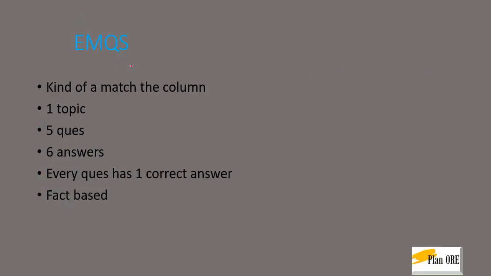The second is the EMQs, also called the extended matching questions, which is kind of a match the column. So you have about 4 to 5 questions on one topic and you have about 5 or 6 answers in the second column. They all represent one topic.